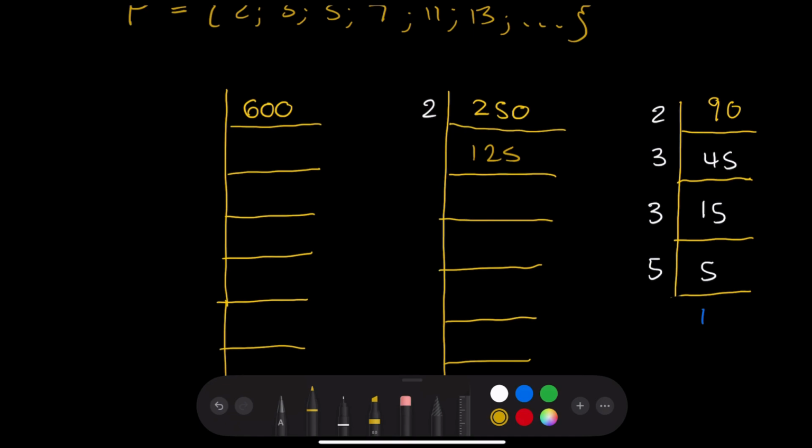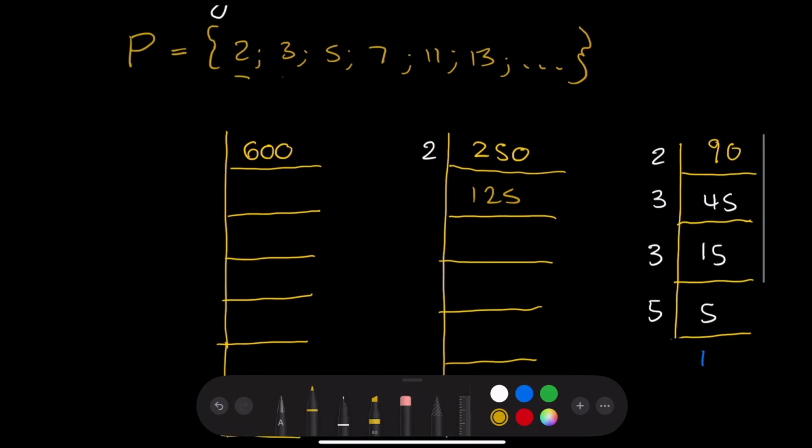Then I go to my next prime factor, which is 3. Is 125 divisible by 3 without leaving a remainder? And that answer is no. Then I have to go to my next prime number, and my next prime number is 5, right? It's 5. Then is 125 divisible by 5? Yes, it is.